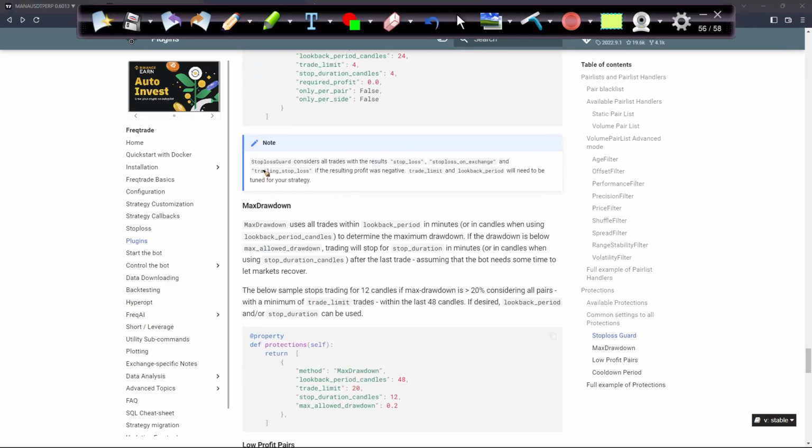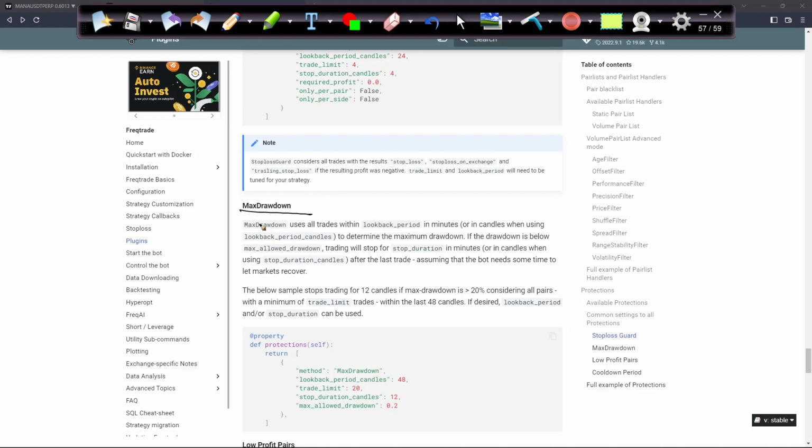Now here's the note that says that stop loss guard considers all trades with the results stop loss, stop loss on exchange and trailing stop loss. If the resulting profit was negative, trade limit and look back period will need to be tuned for your strategy. So that's what it is saying, that you've got to tune it by hyper optimization to adapt to our system.